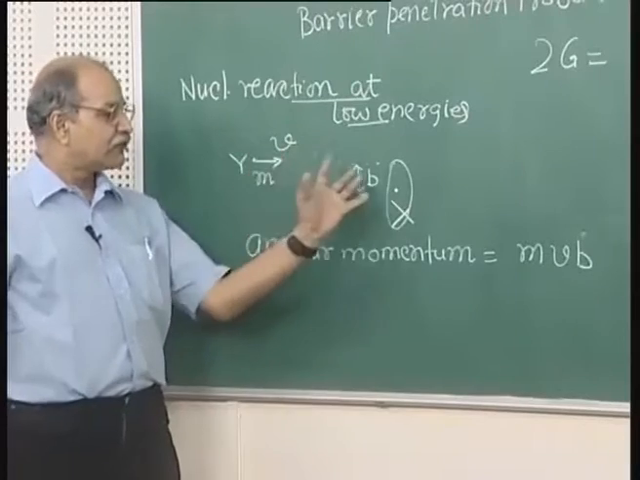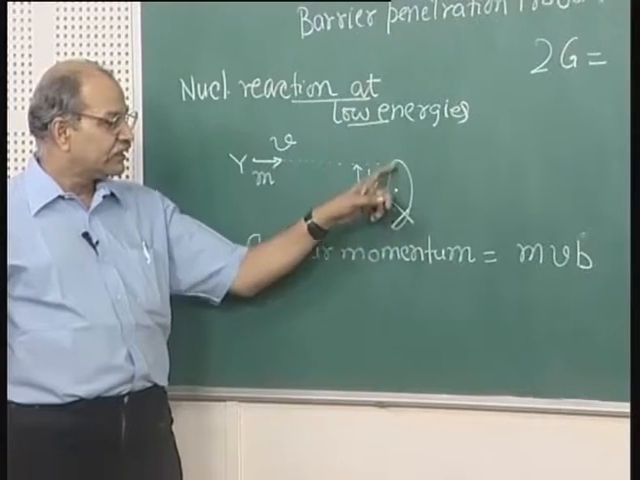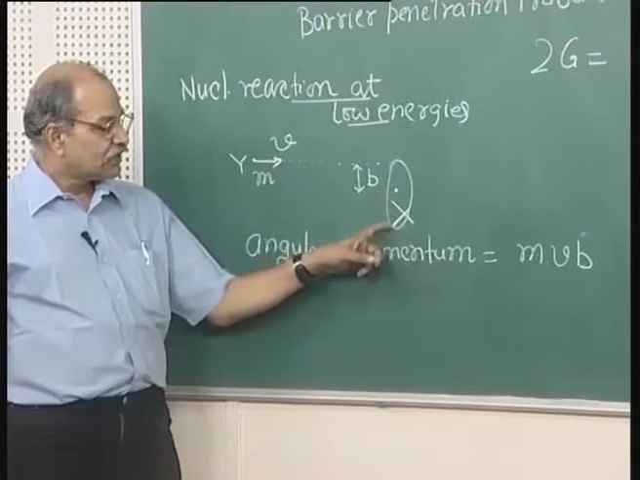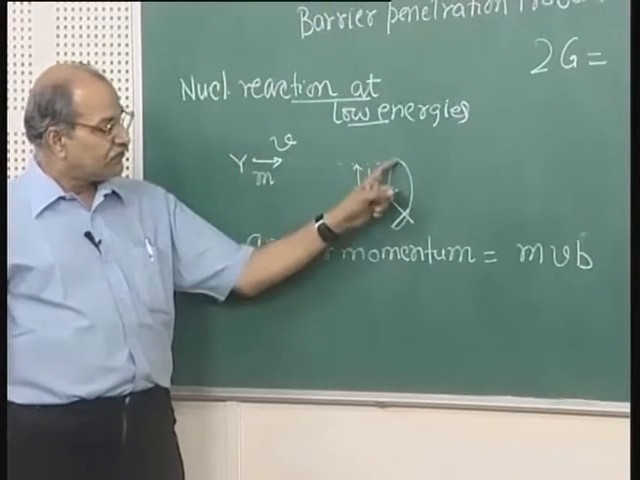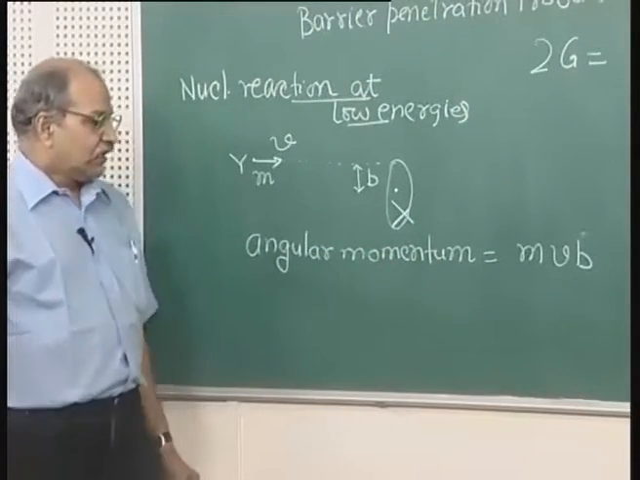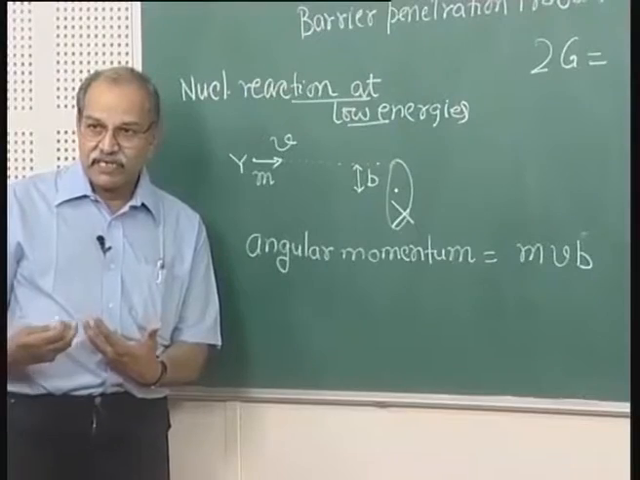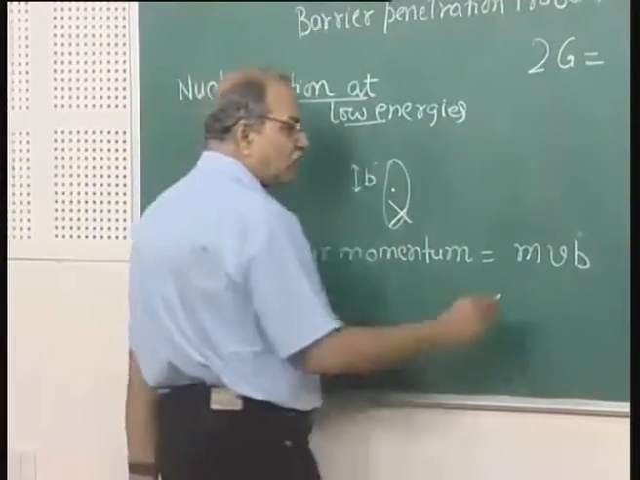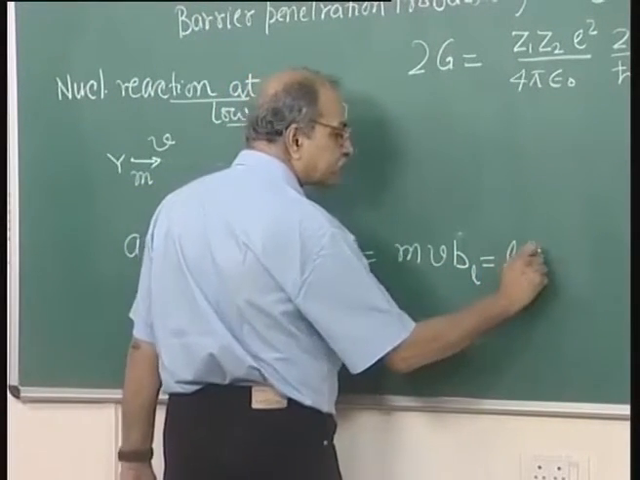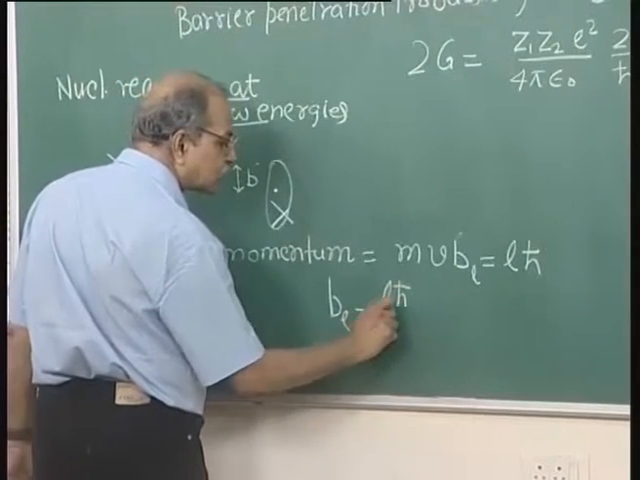these nuclei can come from any side of the nucleus. If they are hitting here at impact parameter B, then they can fall anywhere on this circle. So, all nuclei Y which are falling on this circle will have this angular momentum. And if I say that it is an integral multiple of h cross, say L times h cross, let us put B L and call it L times h cross, then this B L should be equal to L h cross by m v.